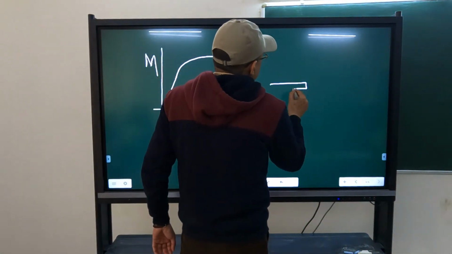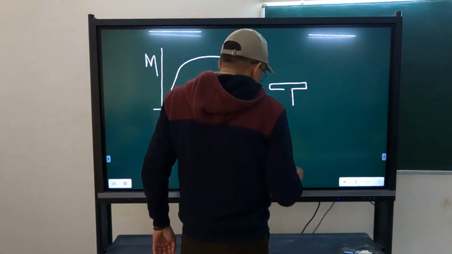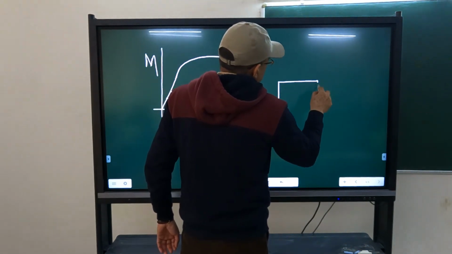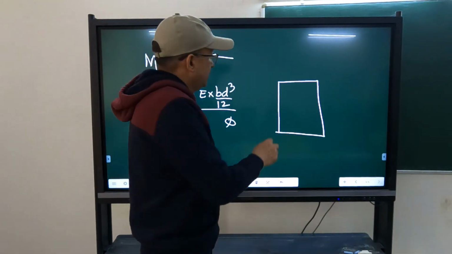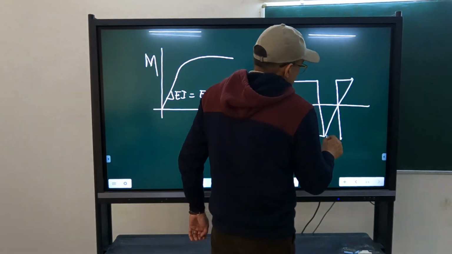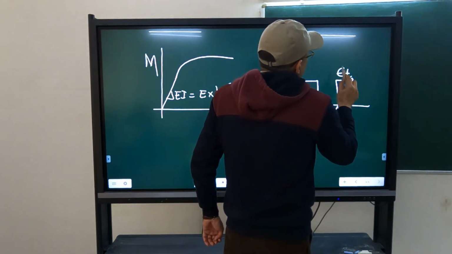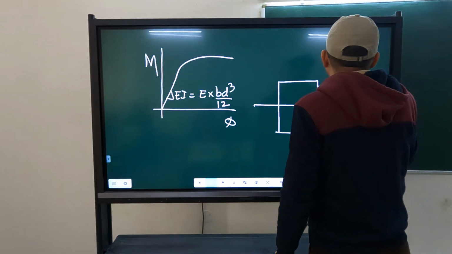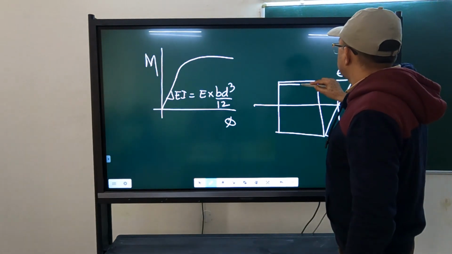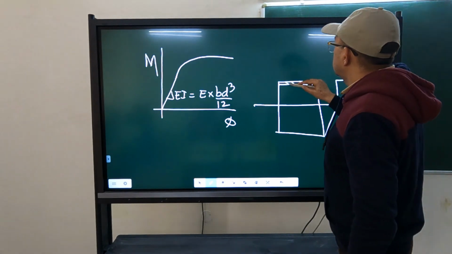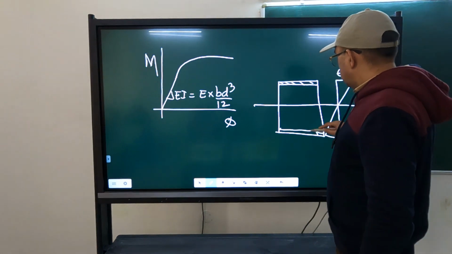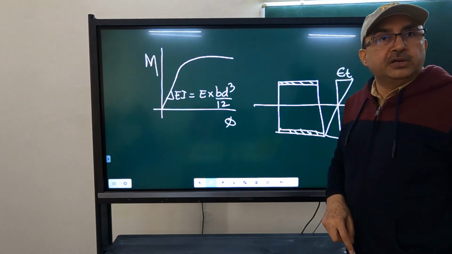Let us say this is our steel section, or we have taken a rectangle, so let us take rectangular itself. Let us say this is the steel section. Here is the neutral axis. So this is epsilon T. Let us say here it has reached epsilon Y. So what will happen? The modulus of elasticity of this portion will become 0. But what about the portion below? It has still not yielded.